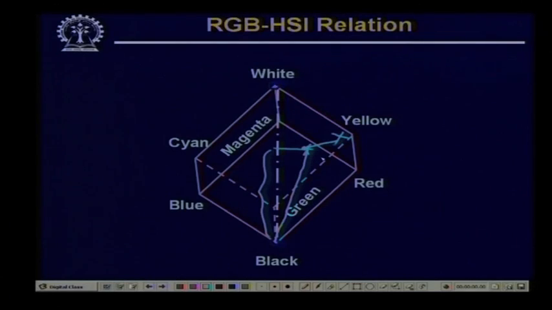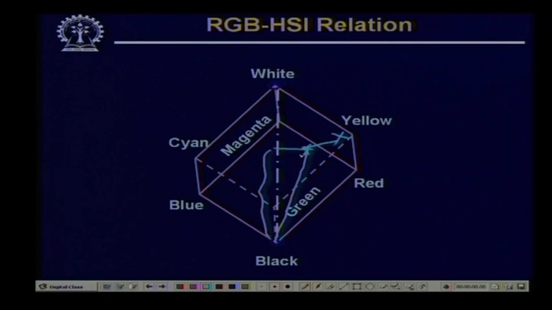Okay. Now, to get this, what I can do is draw a plane, we can just pass a plane which is perpendicular to the intensity axis and containing this particular point x. So, the point at which this plane will cut the intensity axis, that point represents the intensity associated with the RGB component specified for this particular point x. So, this is how we can compute the intensity component.